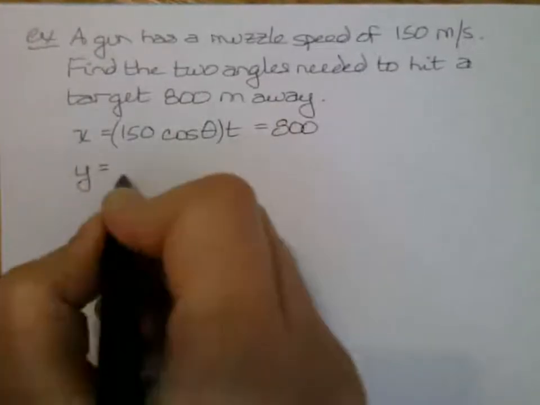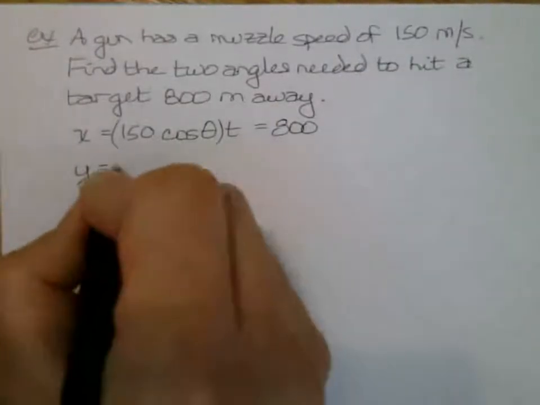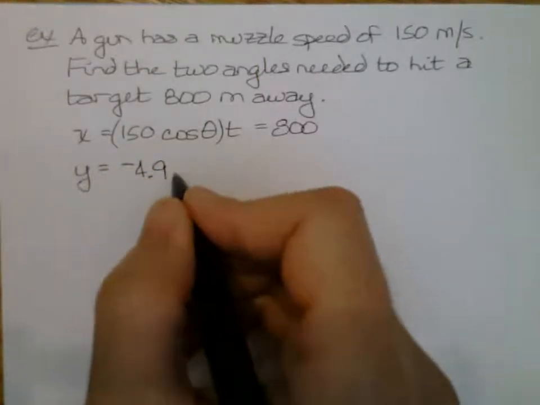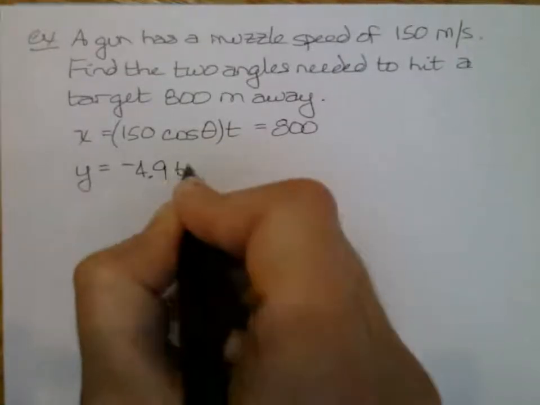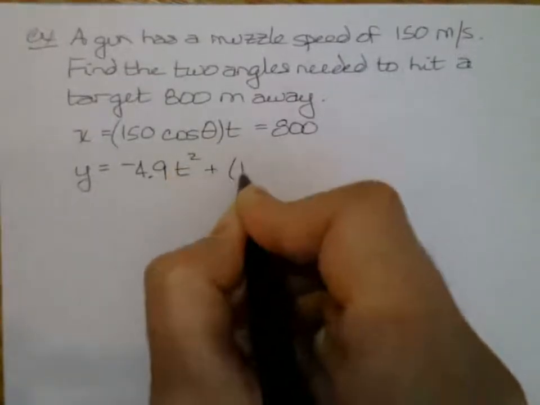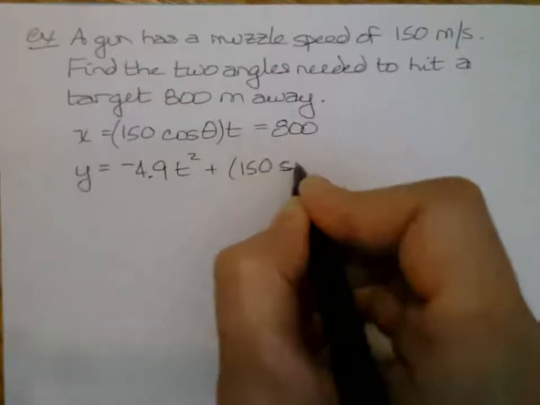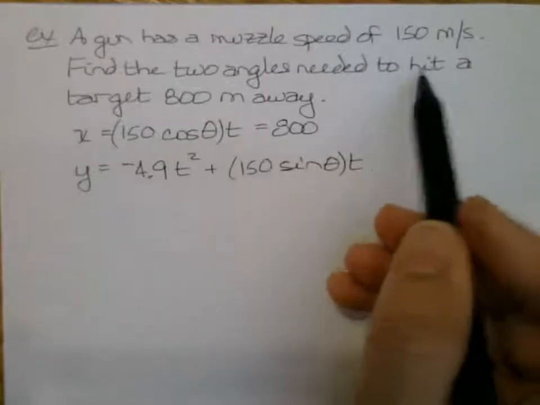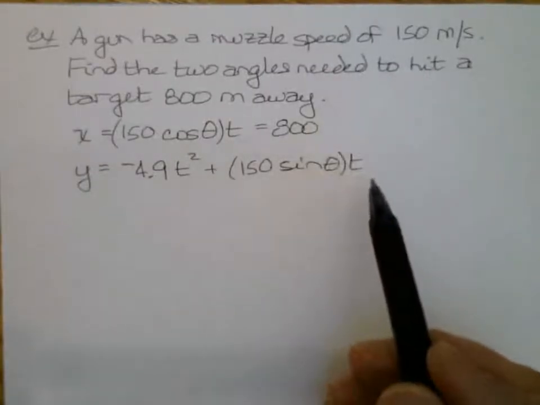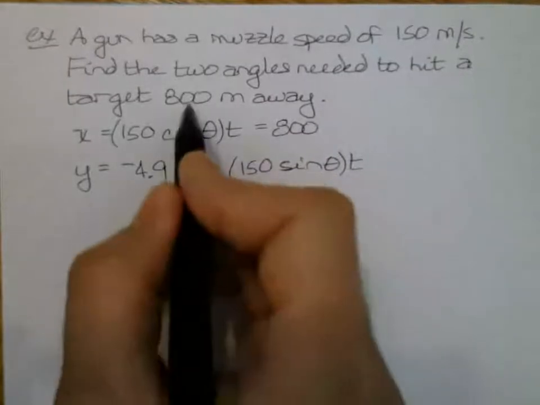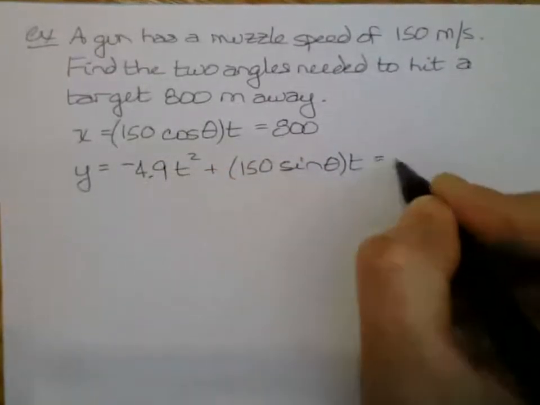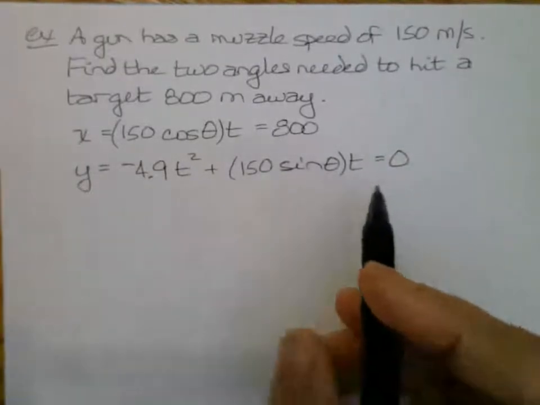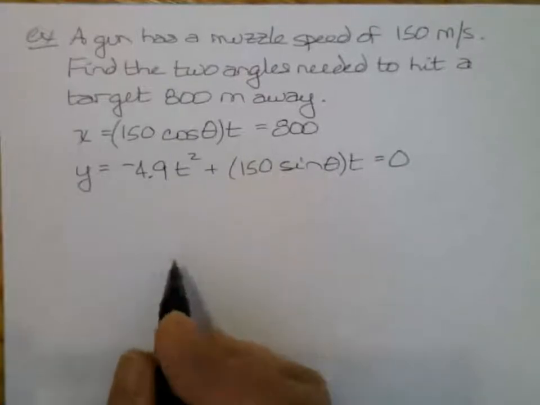Y is, let's see, we're in meters, so we'll use 4.9, 9.8 over 2. V naught sine theta times t. We're assuming the target's on the ground and we're firing from the ground also. Since the target's on the ground, when I hit it, my position above the ground in the y direction is 0.